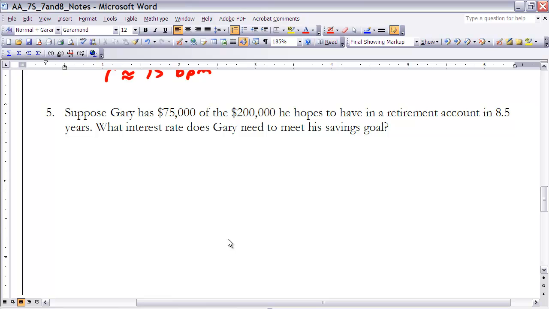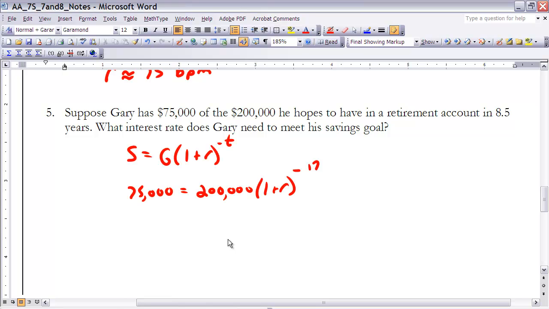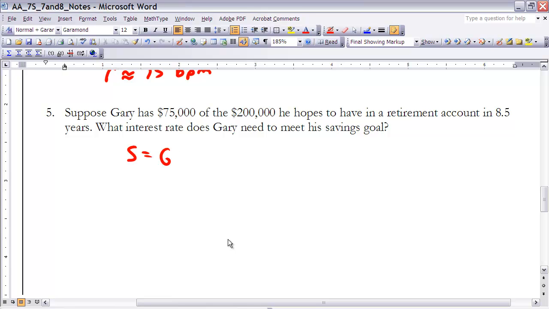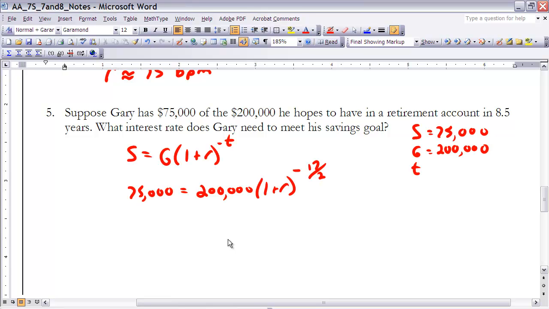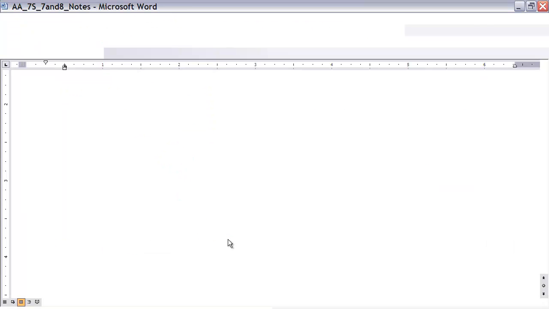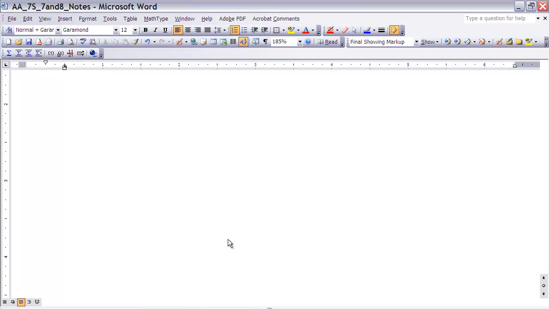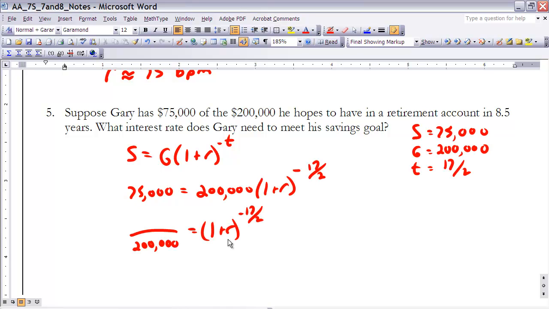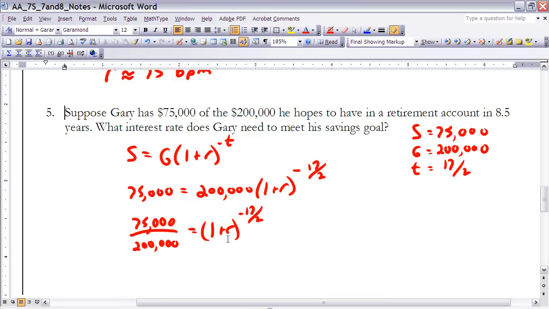Okay, let's take a look at number 5 here then. It says, suppose Gary has $75,000 of the $200,000 he hopes to have in a retirement account in 8.5 years. What interest rate does Gary need to meet his goal? Well, we're going to use the formula that was given to us in the lesson, and that was that S is equal to G times 1 plus R raised to the negative T power. Now I want to solve for R, so I'm going to plug in what I know. Well, my savings is 75,000.